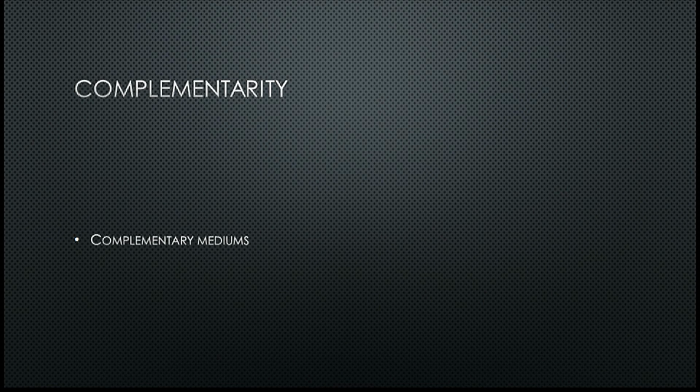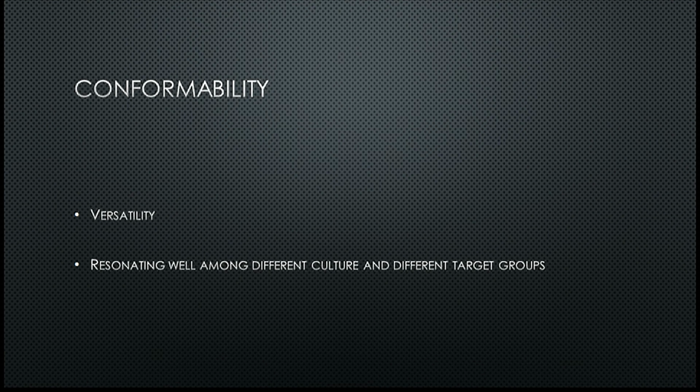Then we have complementarity. It is the extent to which different associations and linkages are emphasized across communication. This mainly says that two different communication options should complement each other. For example, trial promotion after direct marketing. This can have a higher chance of converting the potential customer to buy the product rather than only one of these communications. Lastly, we have conformability.